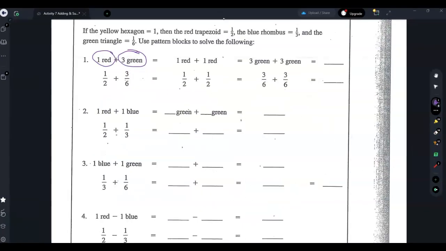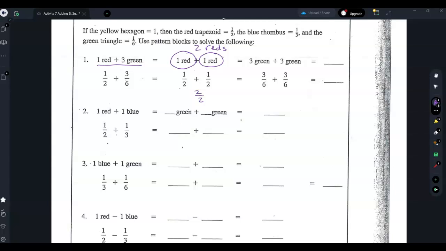And so instead of three green, they've replaced that three green with one red. And of course, we know one red is really equivalent to 1/2. So now this problem, instead of being one red plus three green, has become one red plus one red. Now they're the same, right? So now I could add these together. One red plus one red would give me two reds. But since we know each red is a half, that's really two halves. So technically we could list that as our answer.